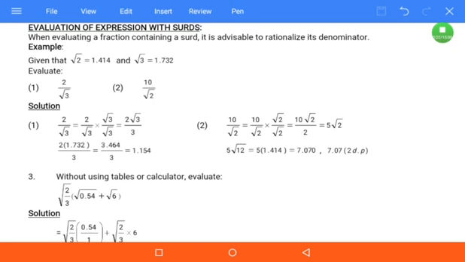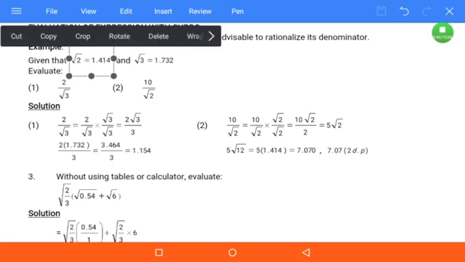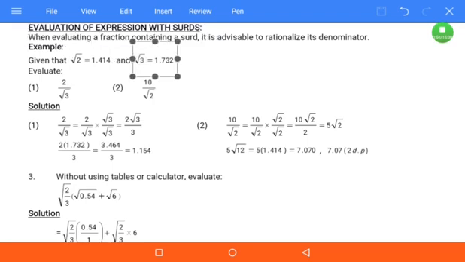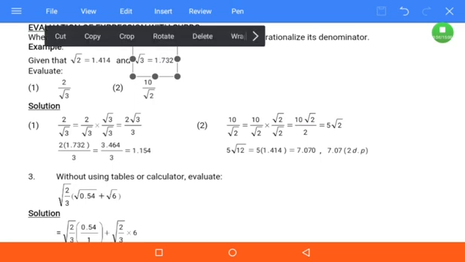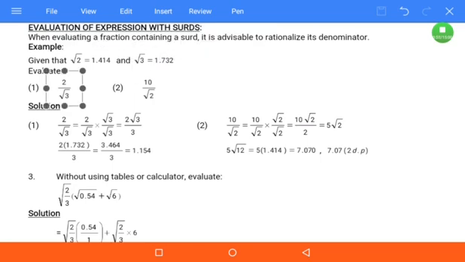Alright, let's look at what I said. When evaluating a fraction containing a surd, it is advisable to rationalize its denominator. We talked about this in detail in the last video classes. For instance, if you are given that root 2 is 1.414 and root 3 is 1.732, evaluate 2 over root 3 and 10 over root 2. This is very simple, and we have this kind of question coming out in external examinations like WAEC, NECO, JAM, etc.